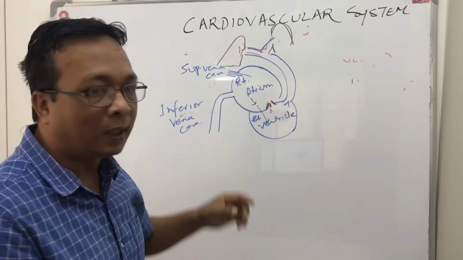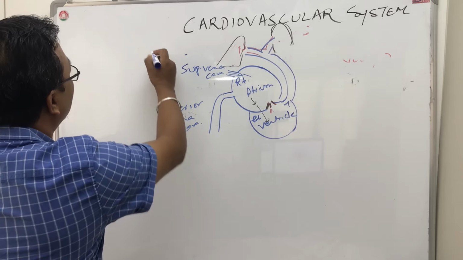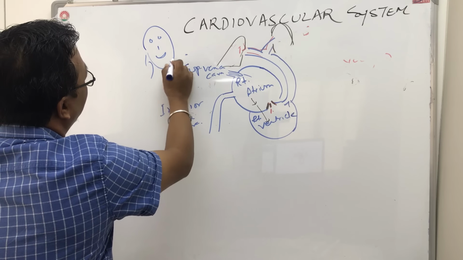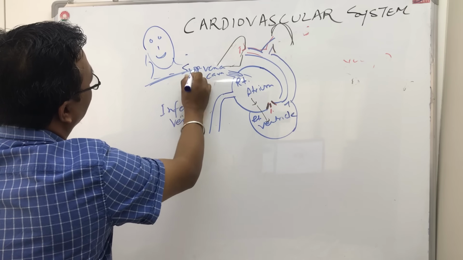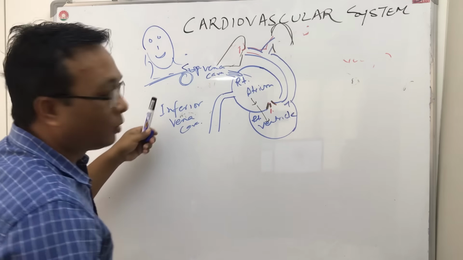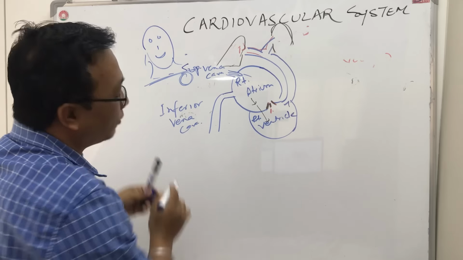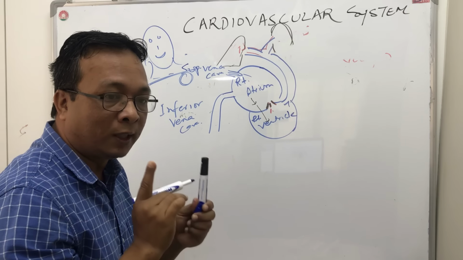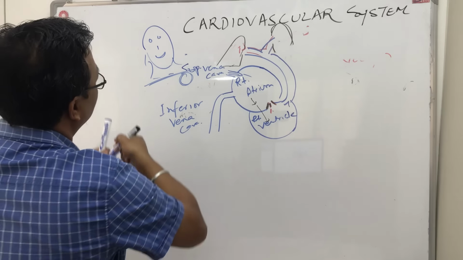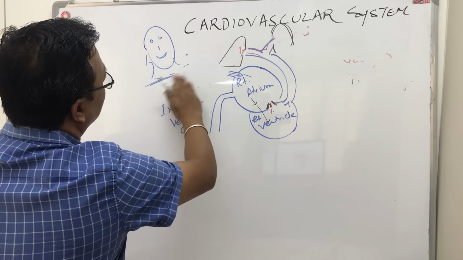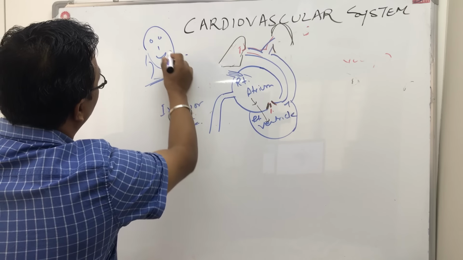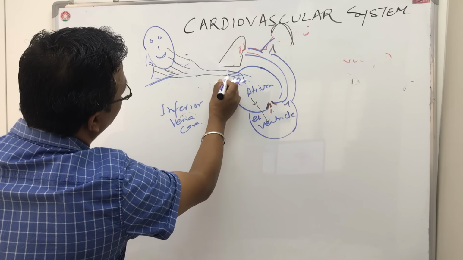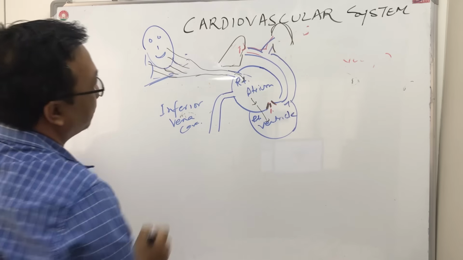The superior vena cava drains the blood from the face, head, neck, from above the heart level. So here is the heart. All this blood coming from here is the venous blood, meaning the blood which has carbon dioxide. All the carbon dioxide containing deoxygenated blood will collect, go to the superior vena cava and drain into the right atrium.